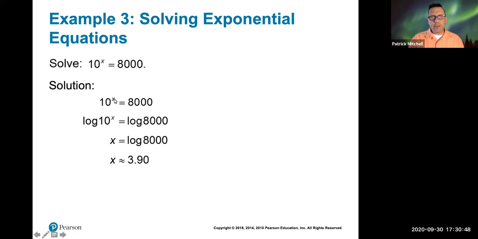Okay, so we start with 10 to the x equals 8,000. We take common log on both sides. Remember the inverse property that says log of 10 to the x equals x. So the exact solution of this equation is log 8,000. And to 2 decimal places, log 8,000 is approximately 3.90.